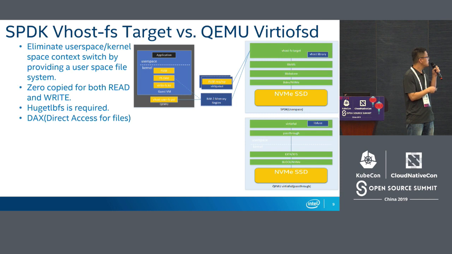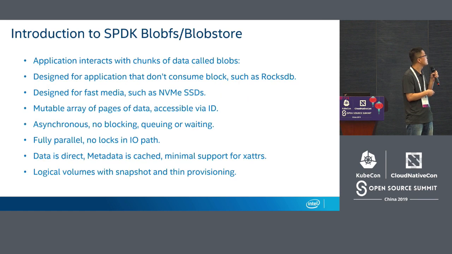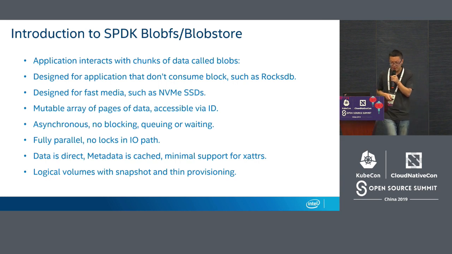Here I will mention the direct access again. It is via the BAR memory, ready to provide the 4G cache, to provide the kernel space bypass cache. Now we come to SPDK Blobfs and Blobstore.